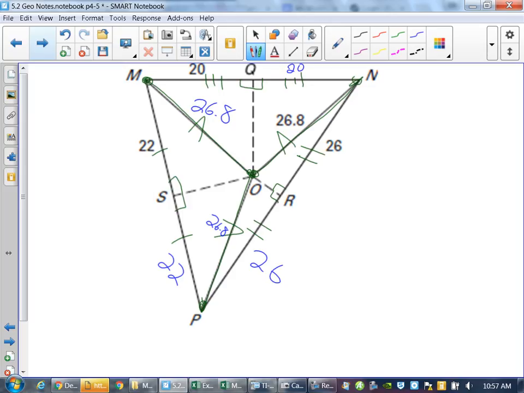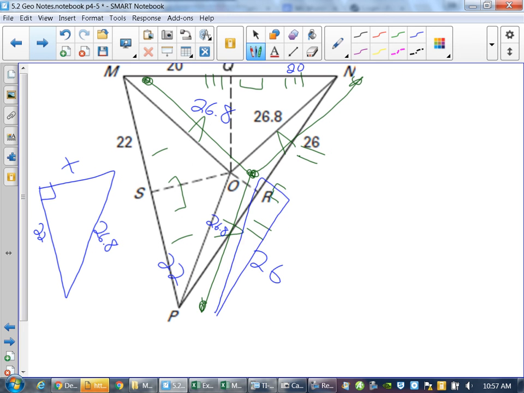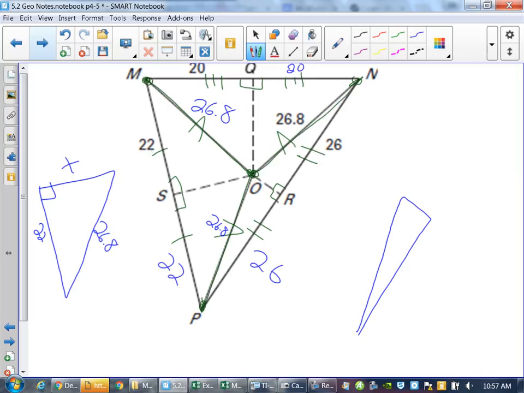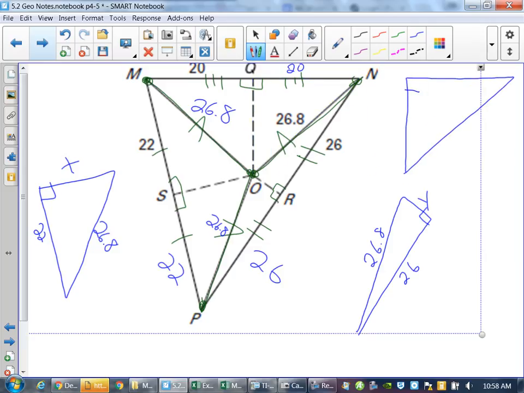Now, that also means we can find OS. I can find OR. Wrong triangle. Ladies and gentlemen, come on. So I want you guys to find those missing segments. We'll call it X, Y.